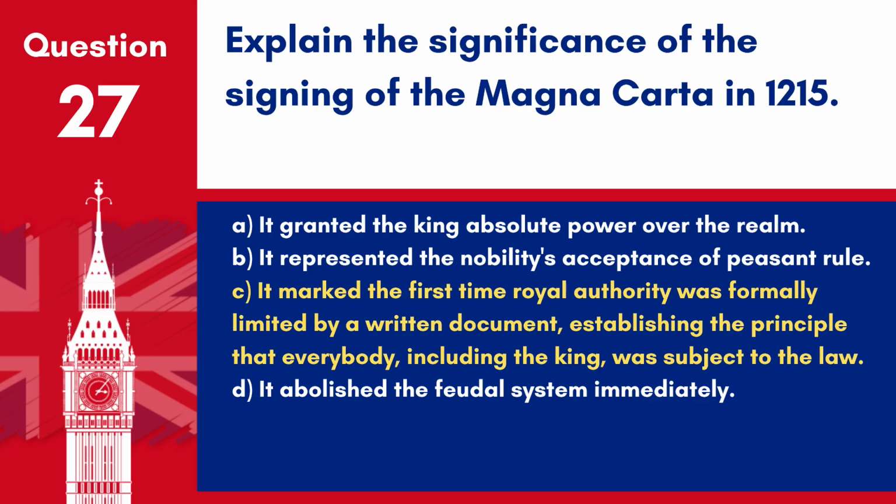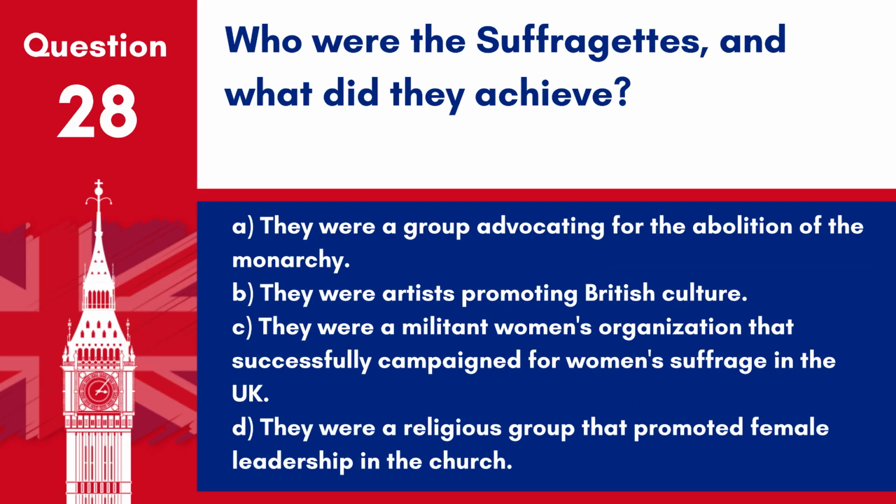Answer C. It marked the first time royal authority was formally limited by a written document, establishing the principle that everybody, including the king, was subject to the law. The Magna Carta is considered a founding document of English constitutional practice and principles of justice. Question 28. Who were the suffragettes and what did they achieve?